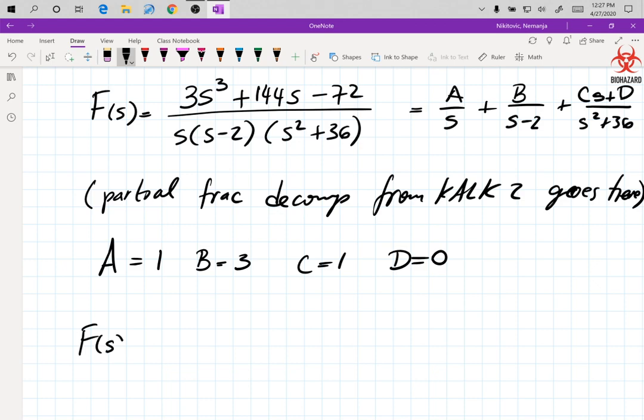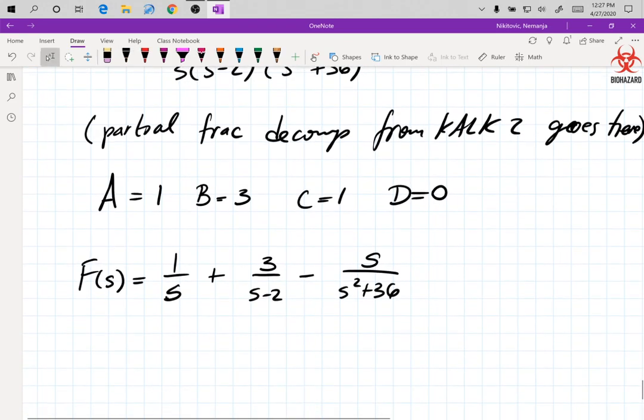And now we have our f of s to be 1 over s plus 3 over s minus 2 minus s over s squared plus 36. So that's Calc 2. Partial fraction is done also in Pre-Calc 1 at the end in Chapter 7, I believe 7.3, 7.4, whatever. That's where you were supposed to do it for the first time. And then obviously you have the whole section on it in Calc 2. We use the partial fraction decomposition here and there sporadically, right? But right now it's kicking back with vengeance, right? The inverse Laplace.